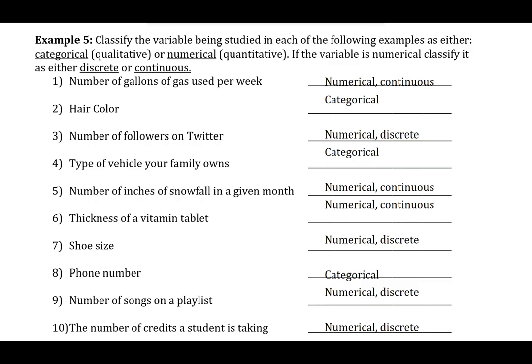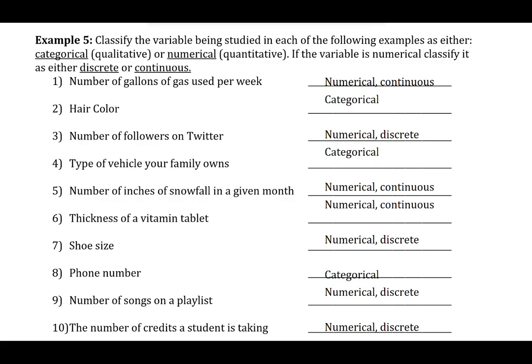The number of inches of snowfall in a given month would be numerical continuous because you'd have to measure the amount of snowfall. You could have 3 5/8 of an inch. You could have 6.5 inches. It can take on an infinite number of values. The thickness of a vitamin tablet is also continuous because it is measured.